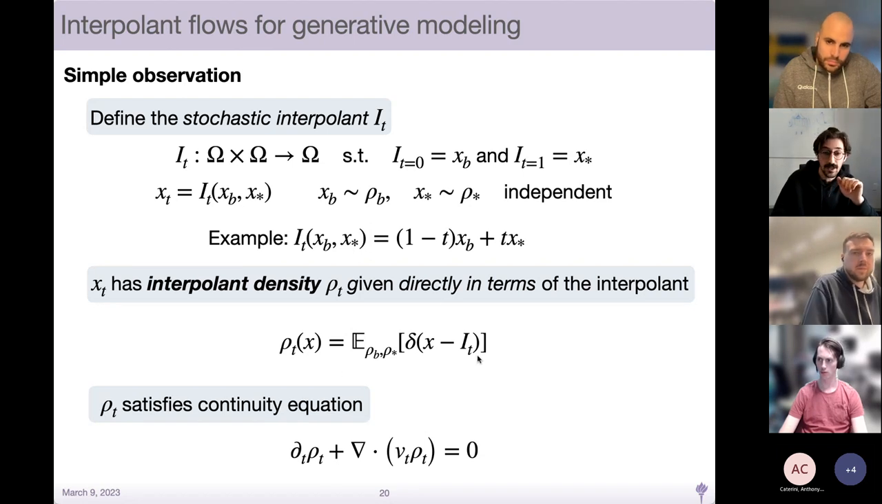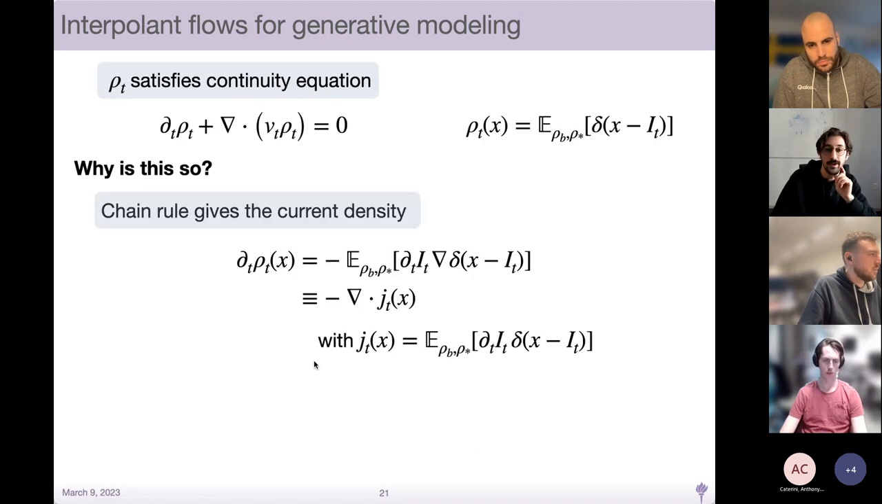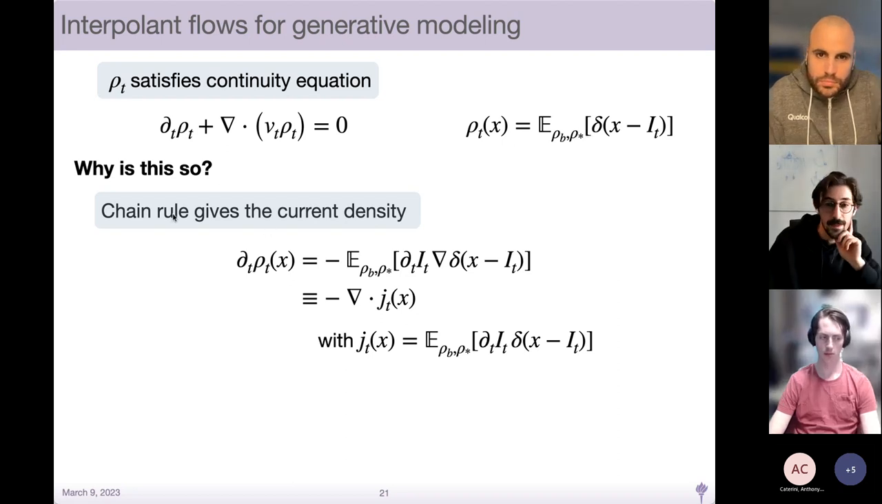My claim is that if you do this, then rho_t actually does satisfy this continuity equation that I introduced before, and we can reduce the problem to learning a velocity field. Why does it satisfy this continuity equation? Well, it's another trivial statement. I have this expression for the interpolant density, rho_t, which is just a Dirac delta function evaluated at any point x being equal to the interpolant, taking an expectation over the two densities.